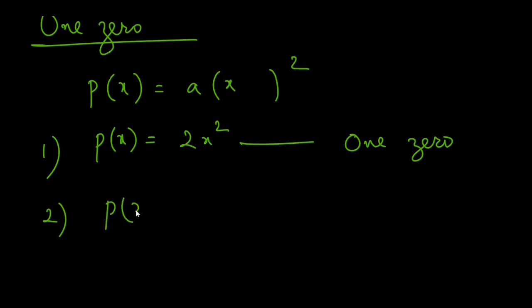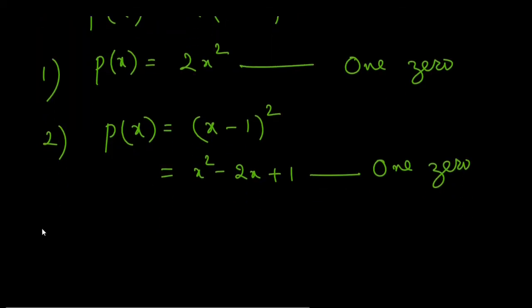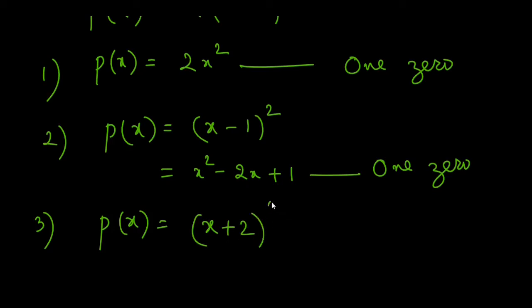Say P of x is equal to x minus 1 whole square. This is x square minus 2x plus 1. This has only one zero. Say P of x is equal to x plus 2 whole square. This becomes x square plus 4x plus 4. This has only one zero.